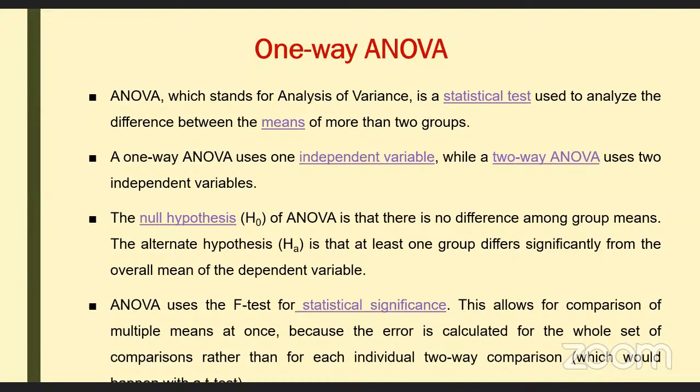The null hypothesis, in case of one-way ANOVA, is that there is no difference among group means. The alternate hypothesis will obviously be that at least one group differs significantly from the overall mean of the dependent variable. One group will be different from the others. We use this in animal studies, or when you have more than two groups, like 3, 4, 5 groups. In human studies also, we go for one-way ANOVA. ANOVA is the F test for significance, where we compare two or more groups together.